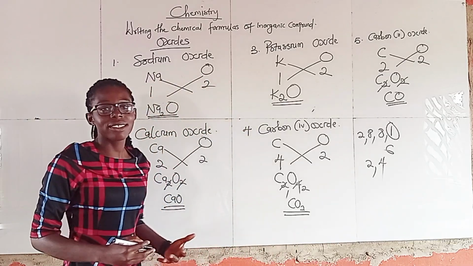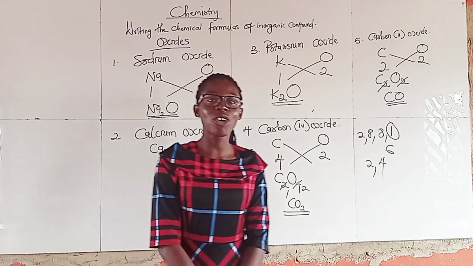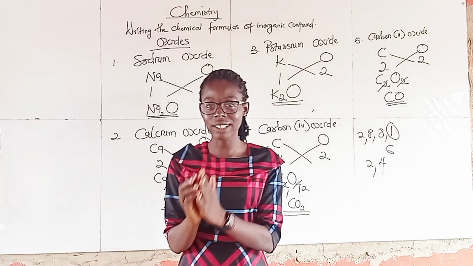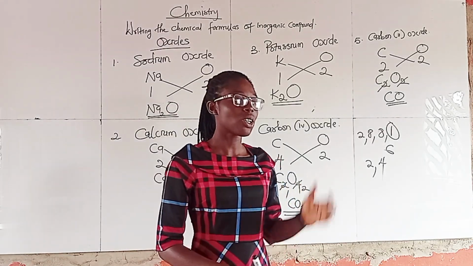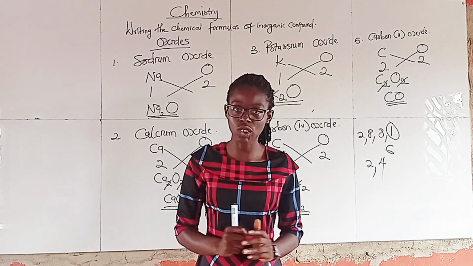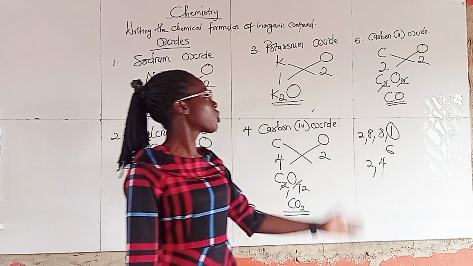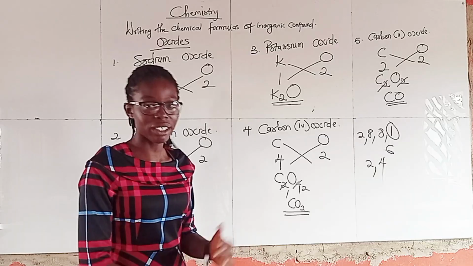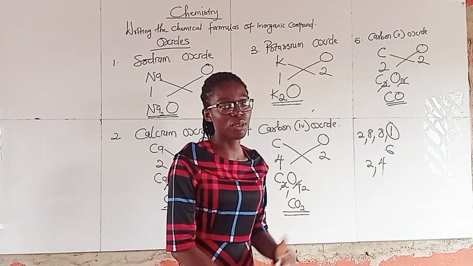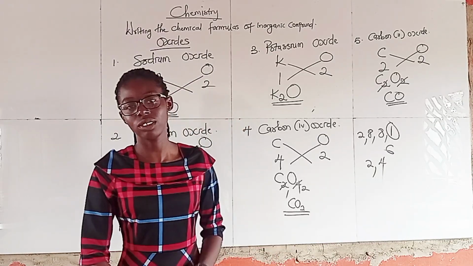So when you want to write the chemical formulas of oxides, write the chemical symbols of the elements making up the oxide, write down their valency, and then exchange valencies. You could try to get the chemical formulas of magnesium oxide, aluminum oxide, and hydrogen oxide.